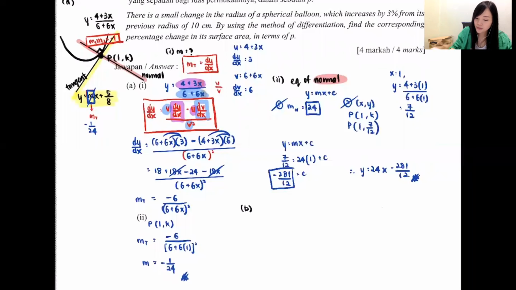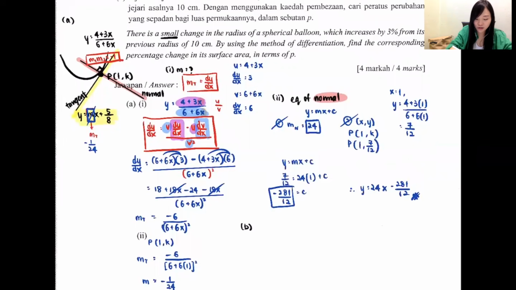B, I write here. They say there is a small change. My dear, small change is under this chapter also. Oh, by the way, I forgot to say what chapter this is. This whole question is obviously under Form 5, Chapter 2, differentiation. Everything we use is differentiation. So B, they say there's a small change in the radius of a spherical balloon.